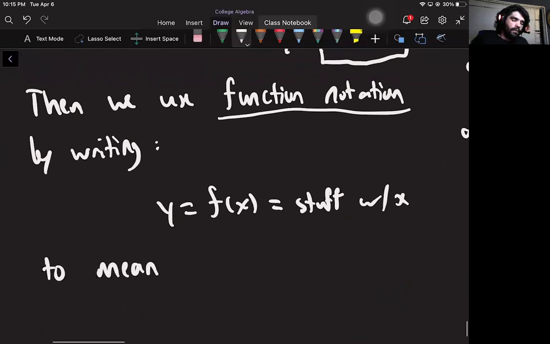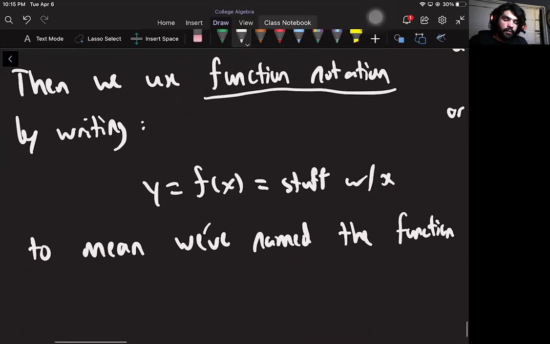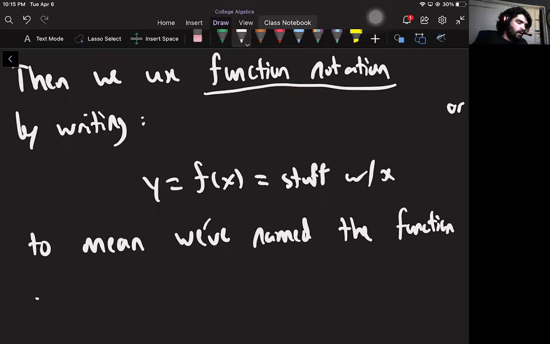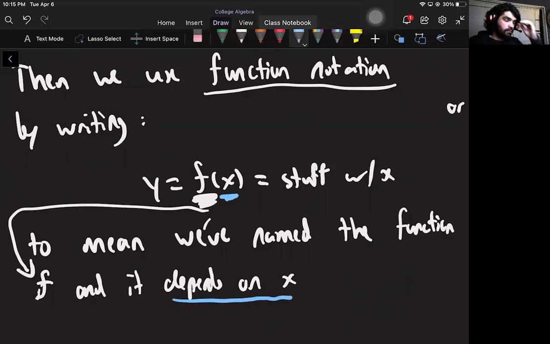And so what we're doing is we've named the function something. Instead of just saying the function, we name the function something. Usually it's f, g, or h. In this case, it's f. Whatever happens to be there is the name of the function. And it depends on x. And that's what this is saying. Okay, so we're going to use this notation a lot. So it'll be a lot easier once we just get familiar with using it.